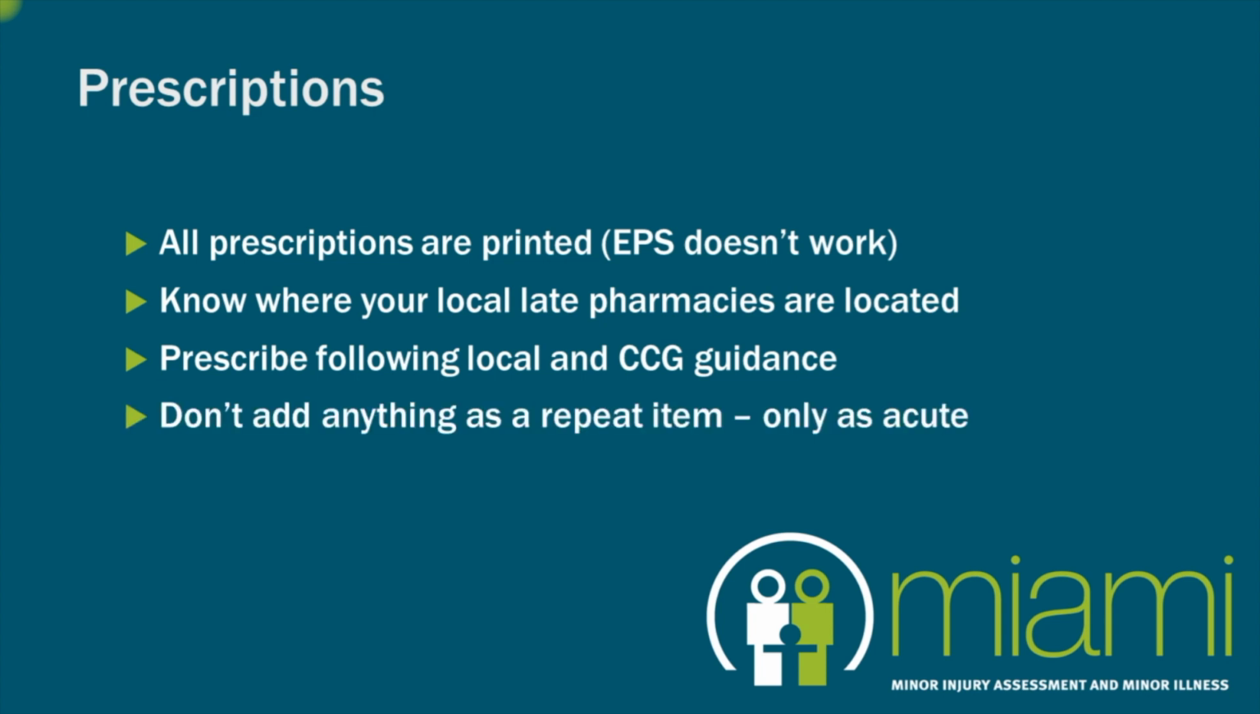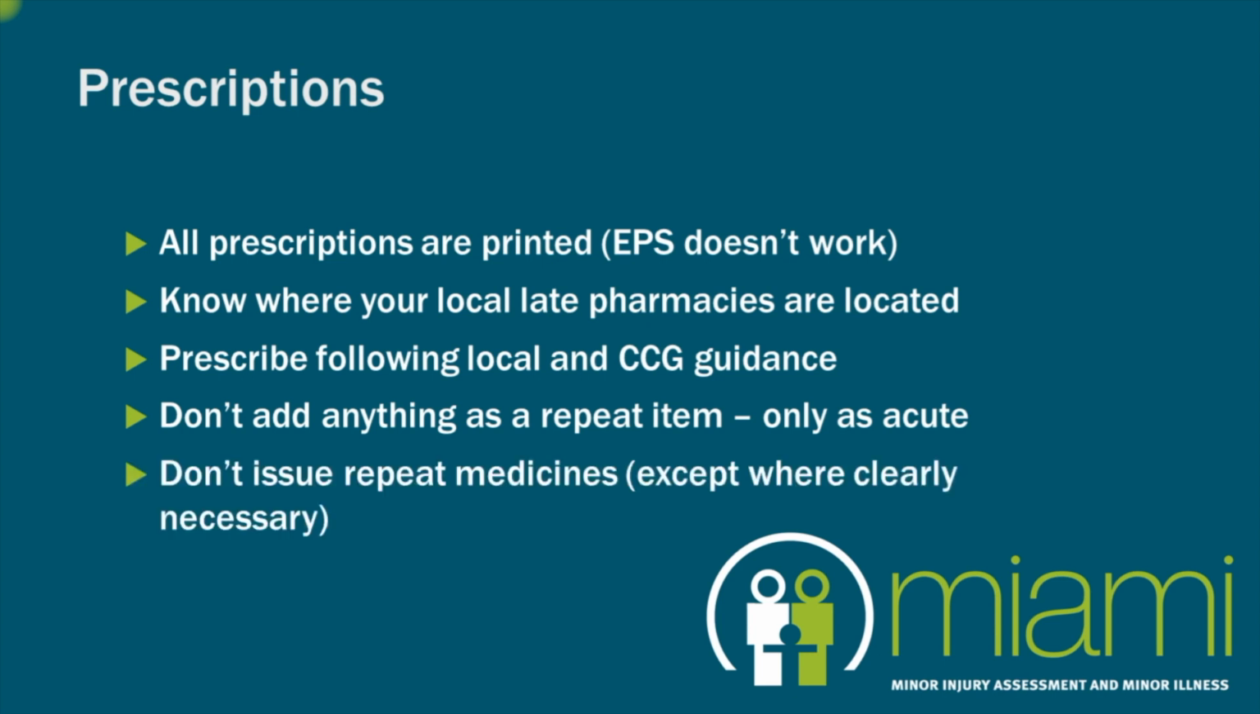Don't add anything on as a repeat item. This causes lots of problems because repeat items can then only be cancelled or amended from within the Miami clinic and not from the home GP practice. If you do need to set something up that you think might turn into a repeat medicine, add it on as an acute and send a task back to the practice asking them to put it on as a repeat at their end. At Miami, we don't issue any repeat medications, and patients are told about this when they check in. The reasons for this are several.